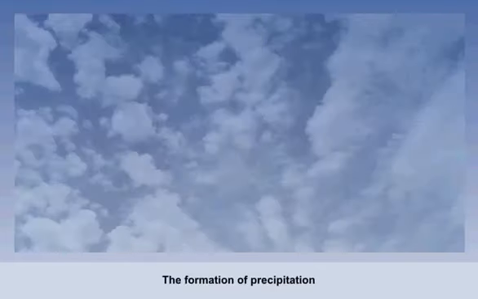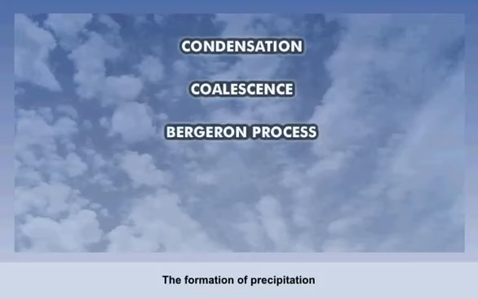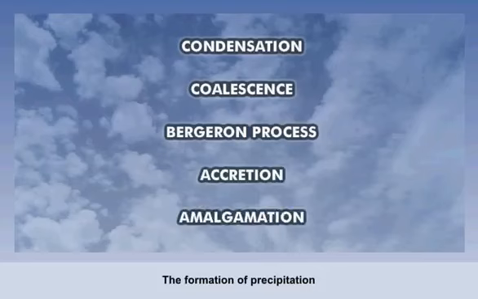There are three main ways of growing cloud droplets into precipitation. These are condensation, coalescence, and through the Bergeron process. We shall look at these in turn, plus two additional concepts called accretion and amalgamation.